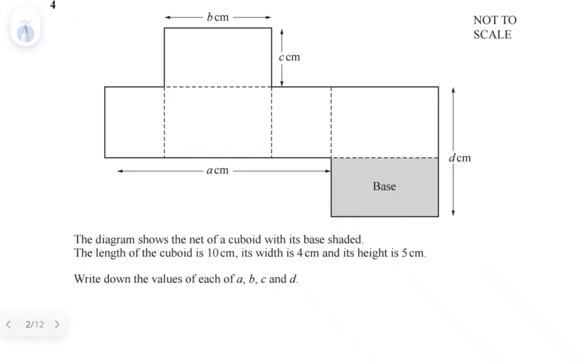Now moving on to this question, we have the net of a cuboid, which tells us certain information about it, with its length being 10, its width being 4, and height being 5 cm. So first looking at the base, we know that this is the length, this is the width, this is 10 cm, and this is 4 cm.